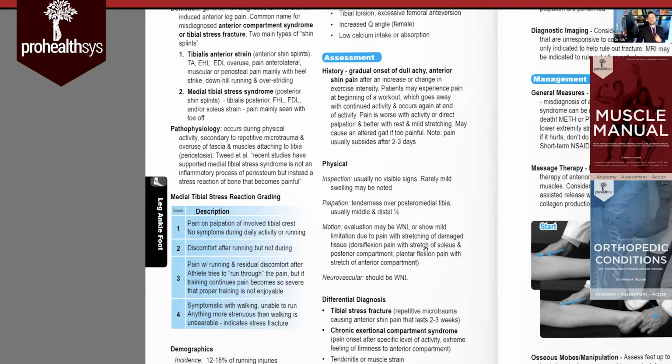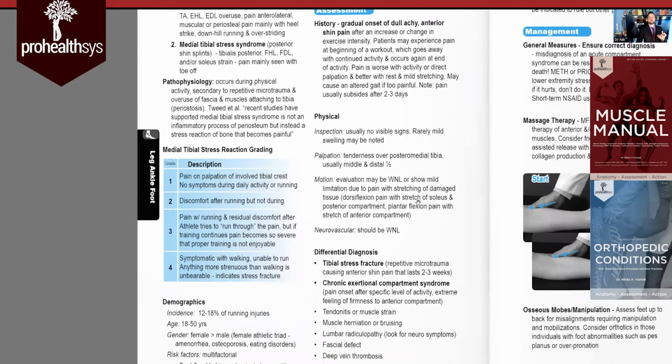Motion evaluation may be within normal limits, or if you're pulling on the damaged area with the muscle attachment, it might be mildly painful. And neurovascular should be within normal limits because this will help us rule out a compartment syndrome. And of course, a compartment syndrome is where you increase the pressure. I'm going to talk about an anterior compartment syndrome, although it could happen in any of the compartments. There is a separate video you can watch on that. But you would lose the dorsal pedal pulse if you have an anterior compartment syndrome.